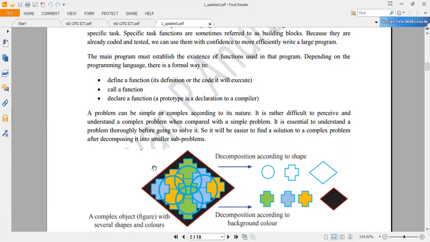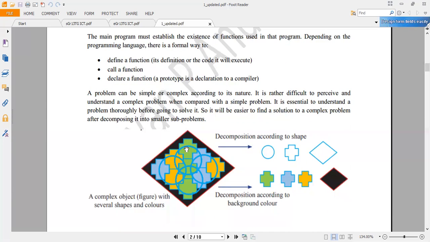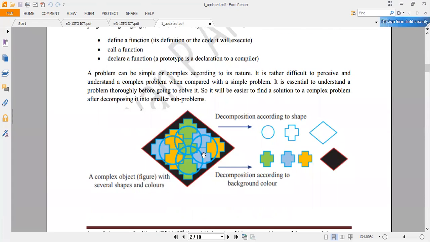Then we are discussing solving problems with computer programming. In these situations, we have to identify problems and their sub-problems. It is very helpful to clearly predict the solution with a computer language. As an example, we have this kind of figure with several shapes and colors. Then we decompose them according to the shapes and according to the background color. It is helpful to understand what is there, and sub-problems can be helpful for reaching a great solution.